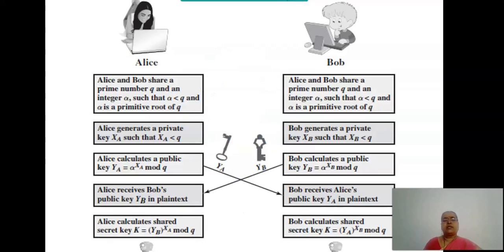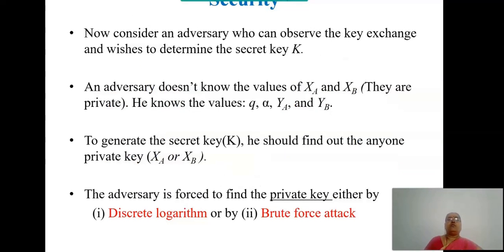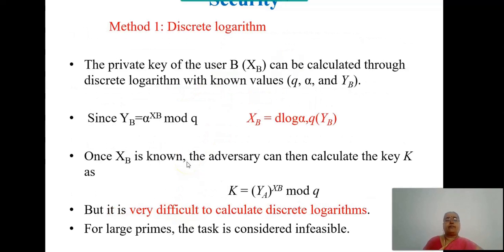Okay, so this is a diagrammatic representation of this algorithm. Okay, now what is the security involved in this? Consider if an adversary, that is a hacker, wants to hack the message, then he should know the value of the secret key k. You can calculate the value of k like this: ya power xb mod q. If he wants to find the value of k, he should know the secret value xb.